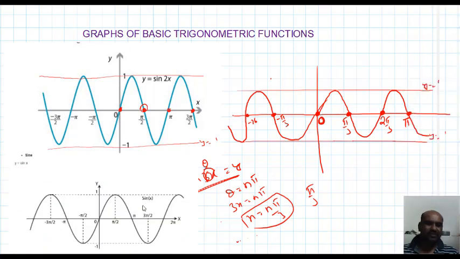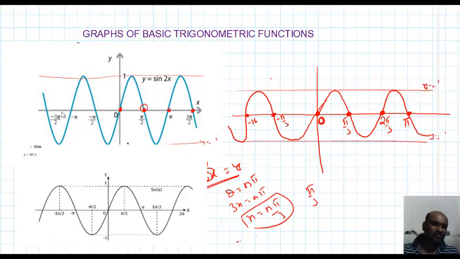Students, identify the difference between these two graphs. Shapes are same. Both are bounded between the two straight lines, y equal to 1 and y equal to minus 1. The difference is that the points where the graph intersects the x-axis are different. In one, after 0 comma 0, we have pi by 2 comma 0 and pi comma 0. But here, what happened? Pi by 2 comma 0.